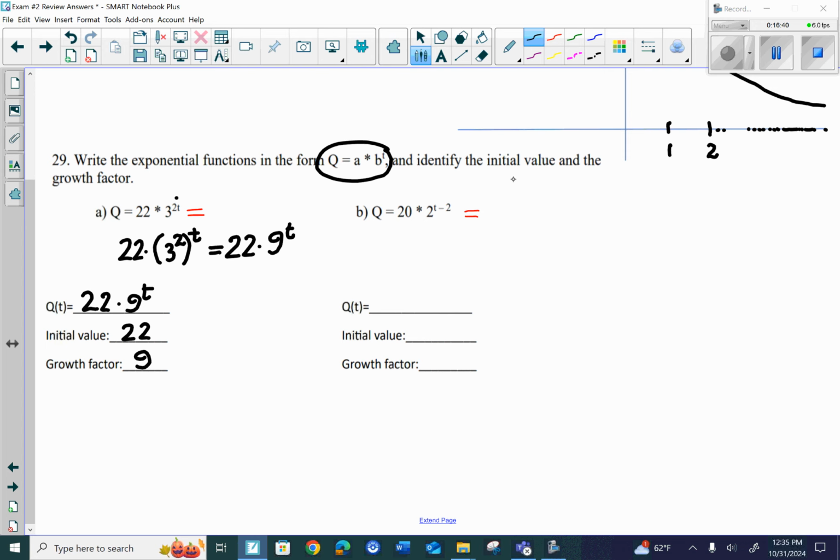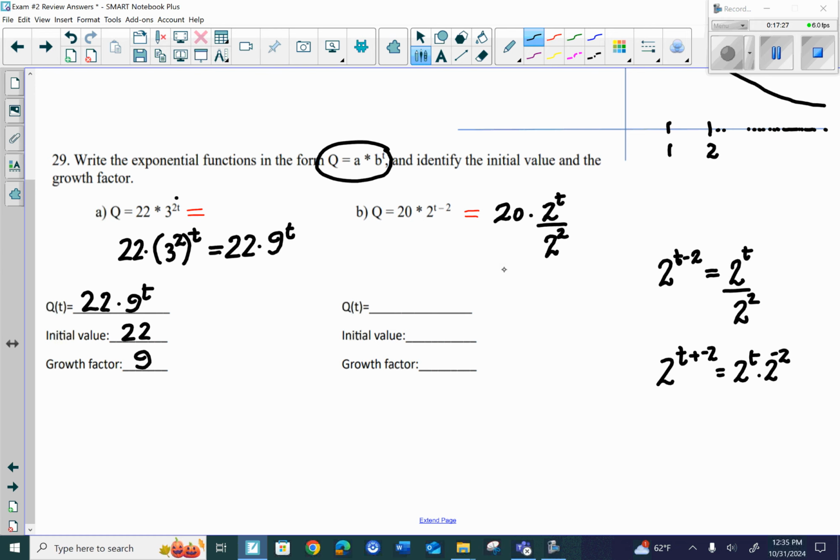When do we subtract exponents? We subtract exponents when we have a ratio with that same base. Or we could think of 2 to the t plus negative 2. We add exponents when we have two exponential values being multiplied. So we could think of it either way. Okay, so 20 times 2 to the t minus 2, I'll think of it like this first one: 20 times 2 to the t over 2 squared. But 2 squared is simply 4.